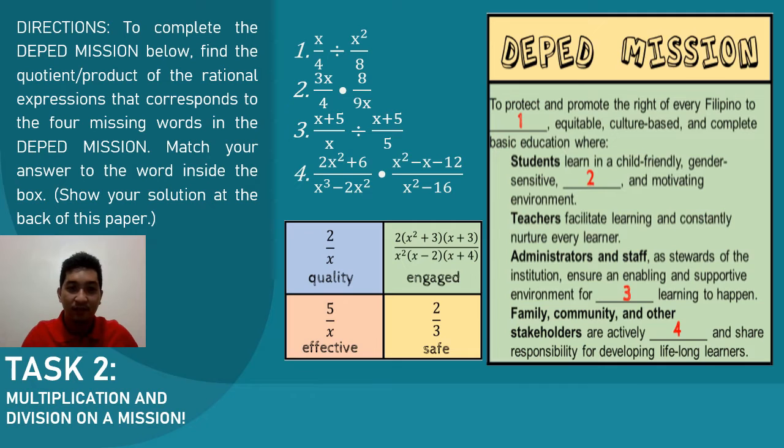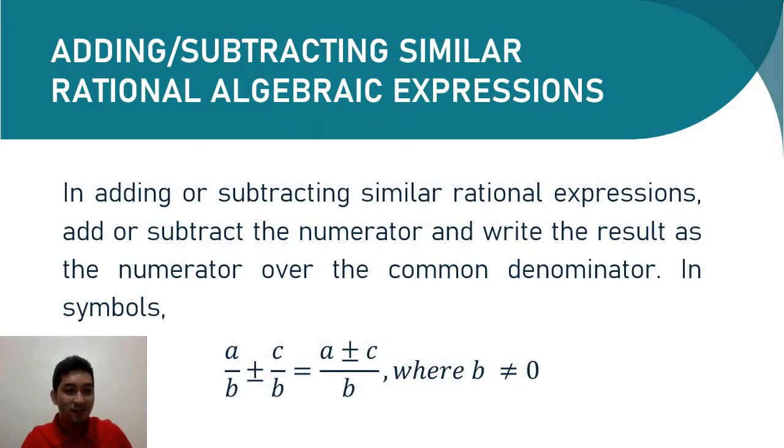Let's go with task 3. Let's go with the next operation. It is adding or subtracting similar rational algebraic expressions. It's the same with adding or subtracting similar rational numbers. But this time again, we will be dealing with algebraic expressions. So how do we do that?